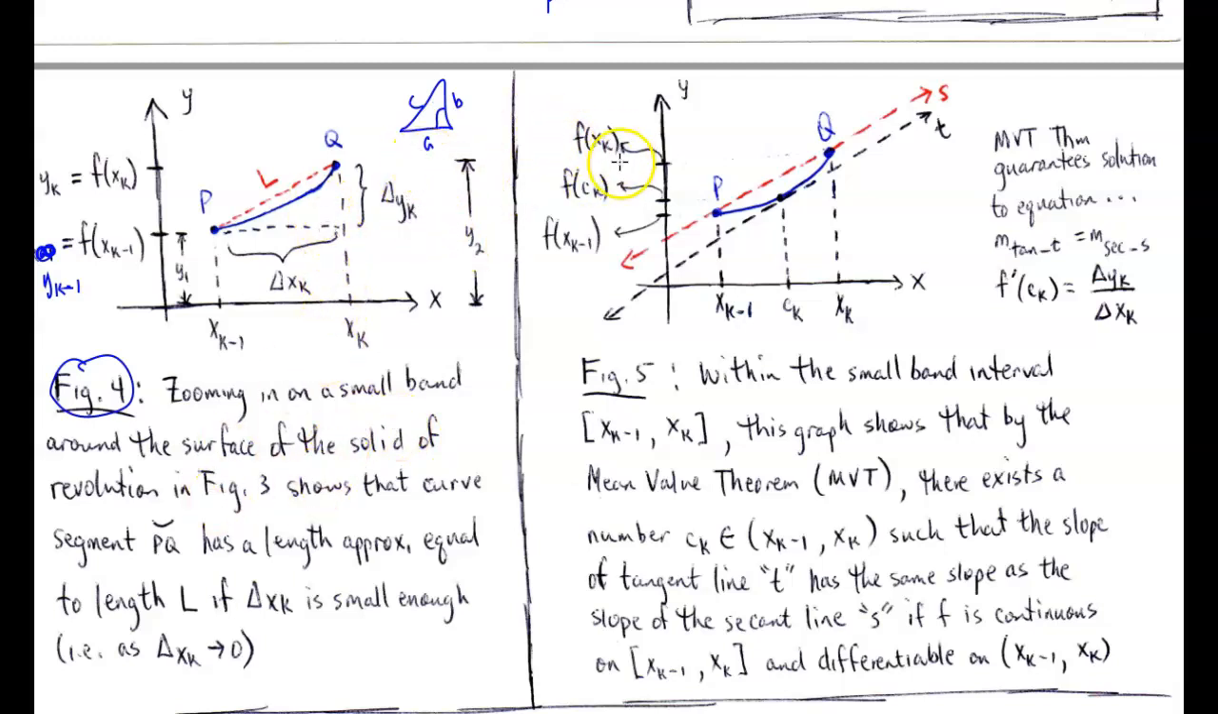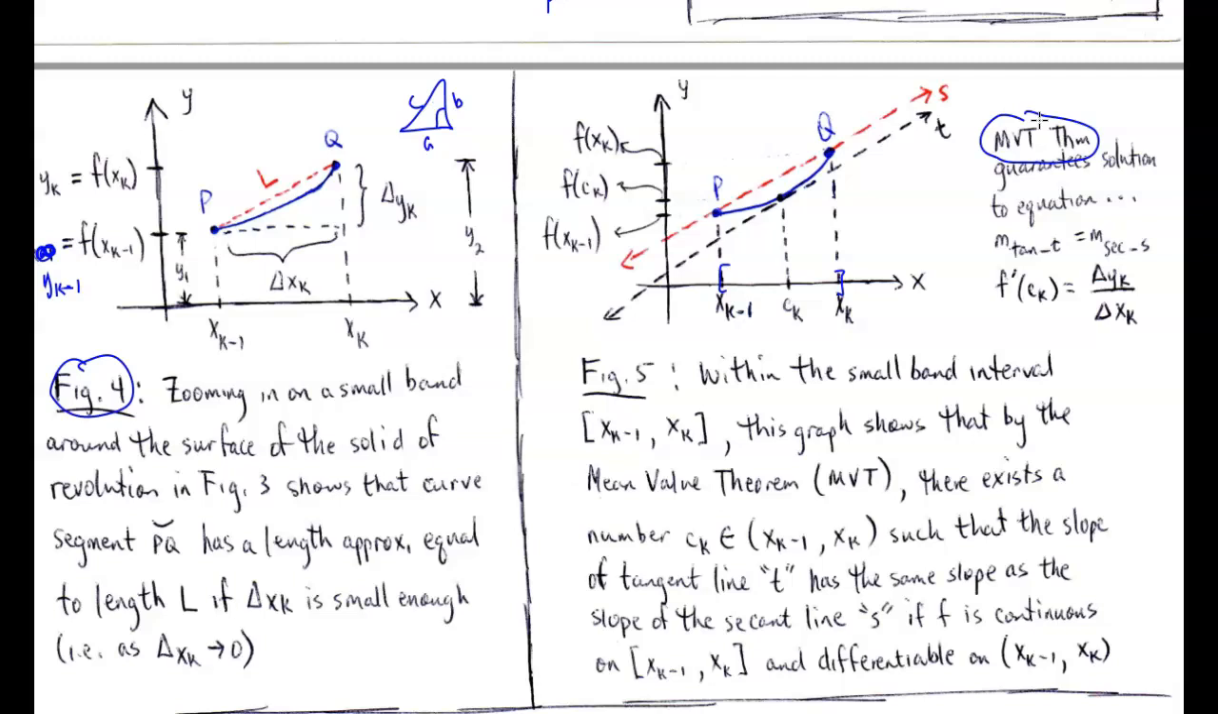If we keep going and look at figure 5, it says that since this small curve from P to Q is part of my function, f of x, and that piece on the interval from x of k minus 1 to x of k is smooth and continuous, it is also differentiable. Now I'm bringing in calculus 1 to this. One of the important theorems we learned in that course is the mean value theorem.